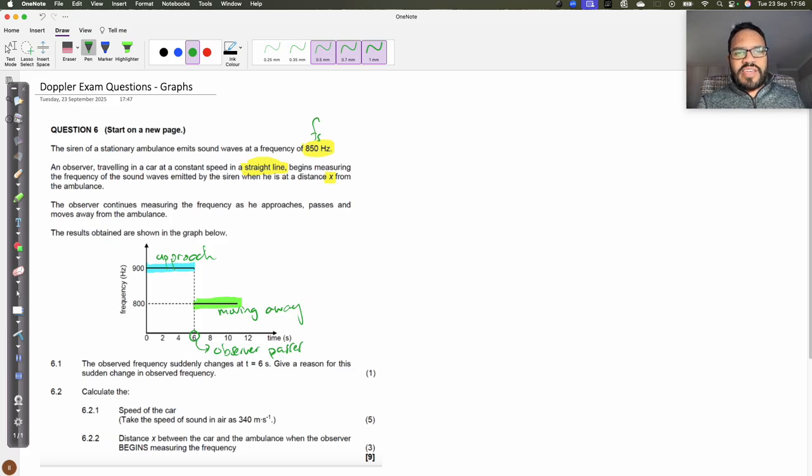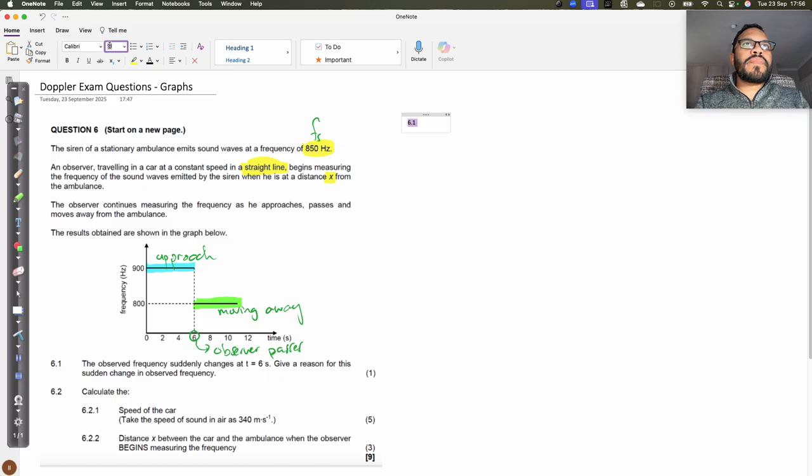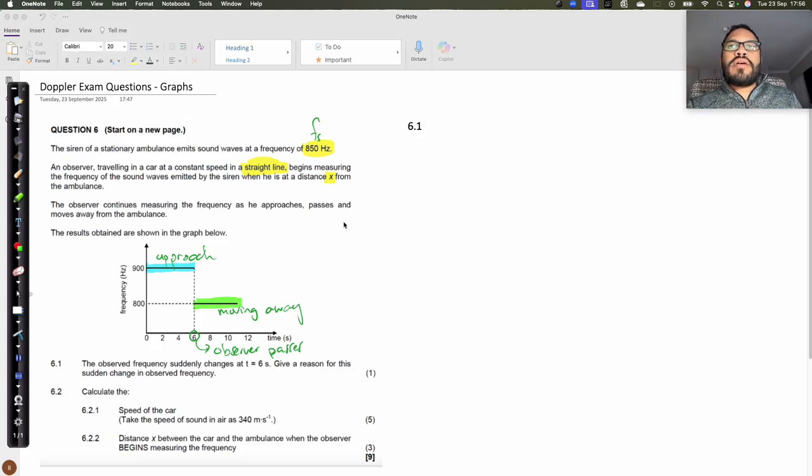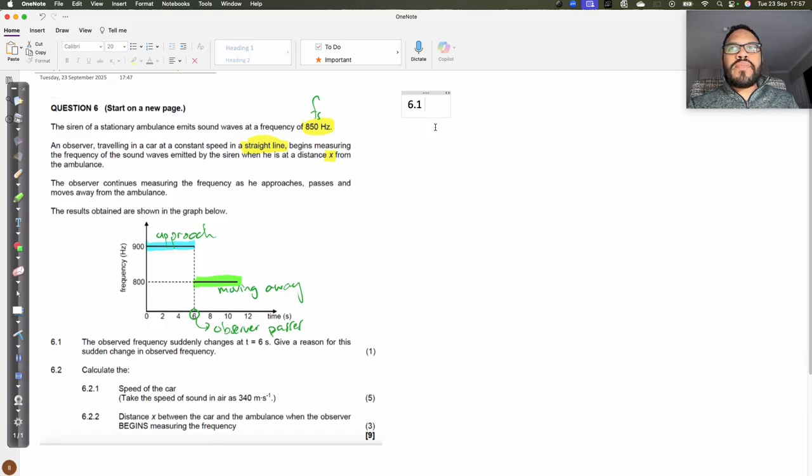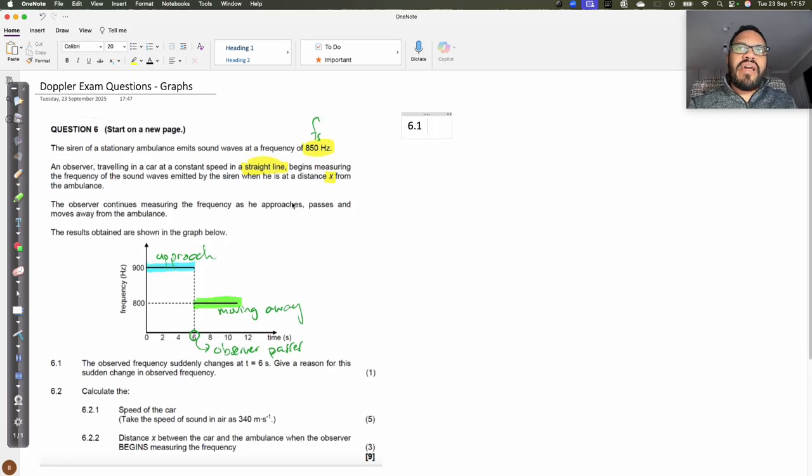Now, the first question that they give you, at 6.1, the observed frequency suddenly changed at time equals 6 seconds. Give a reason for the sudden change in observed frequency. So for that one, we're going to type up a response here and we're going to say 6.1. Let's make it nice and big. Right, and we will say the following. At 6.1, we will have the approaching observer.